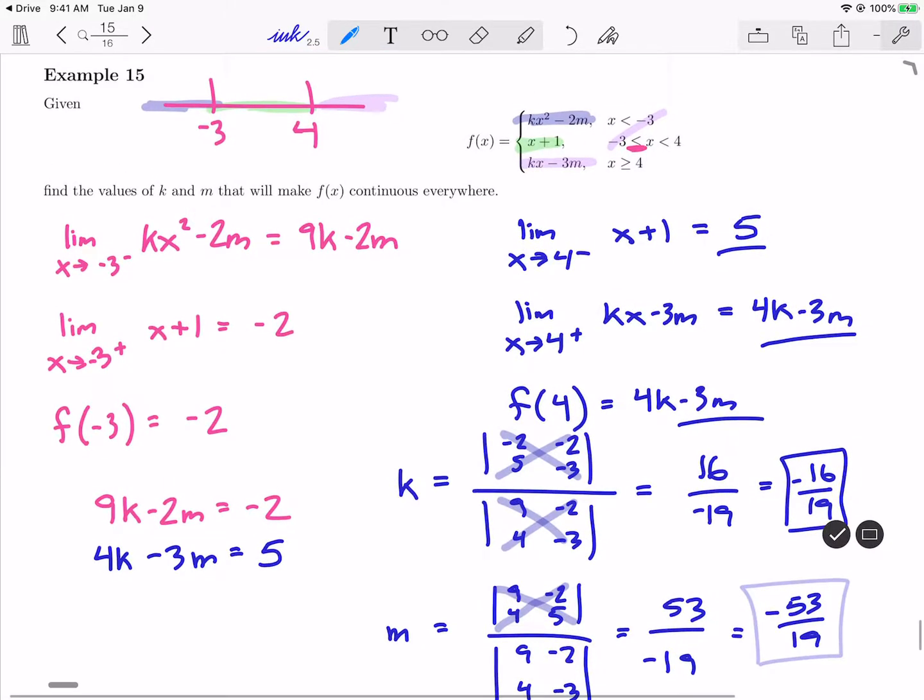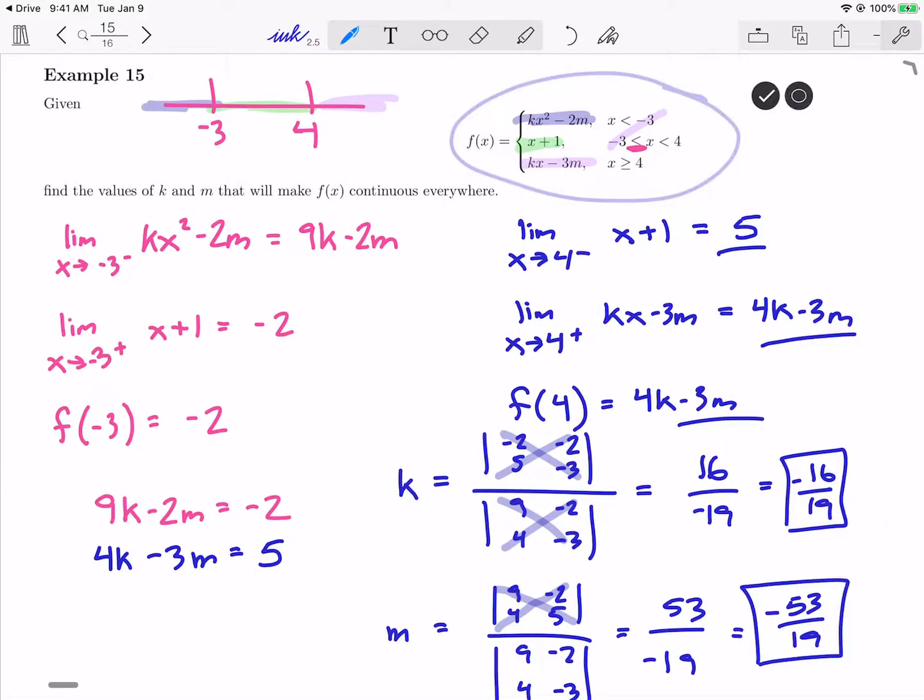Don't believe me? Get Desmos out, plot this function, say that k is equal to negative 16 over 19 and m is equal to negative 53 over 19, and the three pieces will be connected at x equals negative 3 and x equals 4.